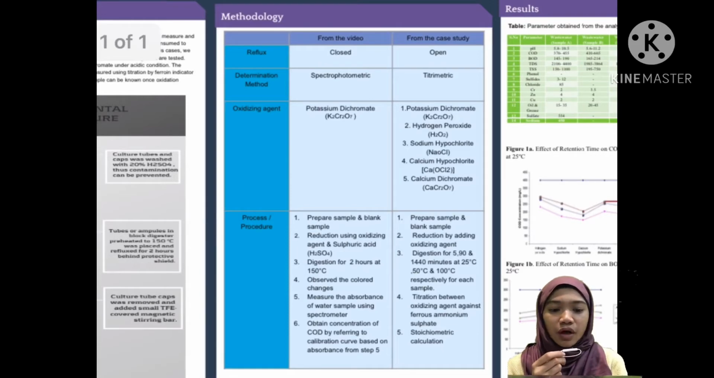This table will be used to compare two experiments, from the video and from the case study. The experiment from the video was determined by using the closed reflux method because it only involves a small amount of sample. Meanwhile, the case study used open reflux because textile production involves a number of wet processes that use a large amount of water sample. For the determination method, the experiment from the video used spectrophotometric to determine the COD measurement. Meanwhile, the case study used a titrimetric method to measure the COD and BOD.